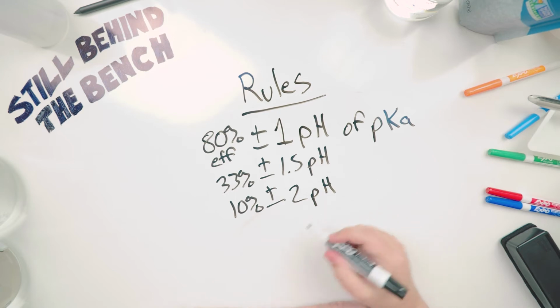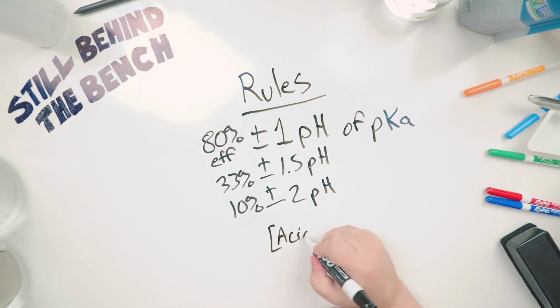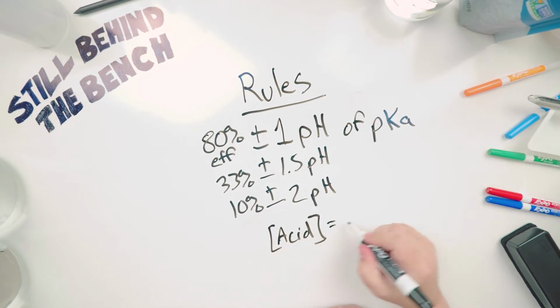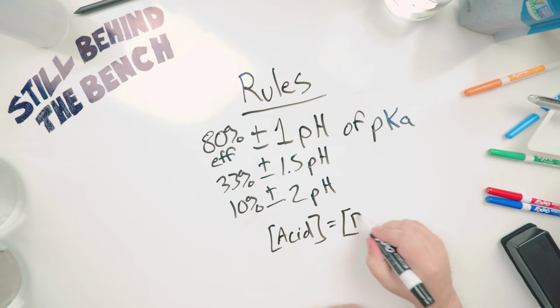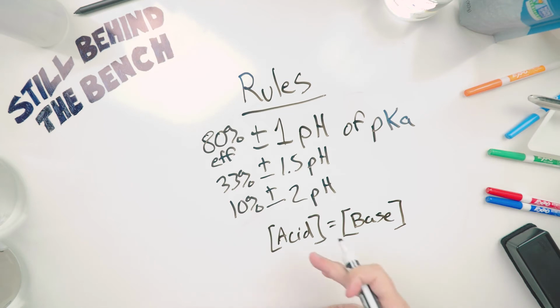Buffers are strongest when the concentration of weak acid is the same as the concentration of conjugate base. So if you were putting in 0.01 moles of an acid, you'd want to put in 0.01 moles or as close as possible of your base. They are strongest at this point.